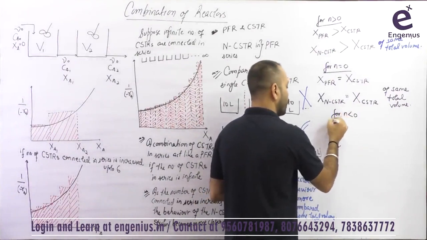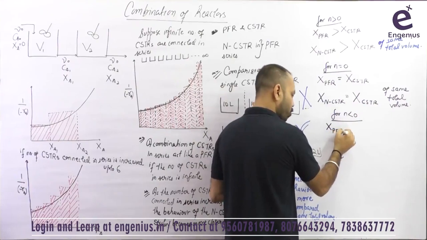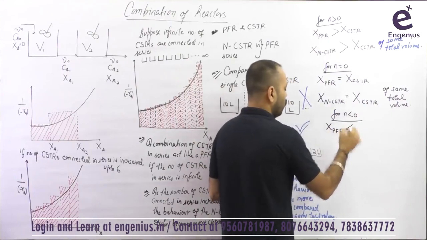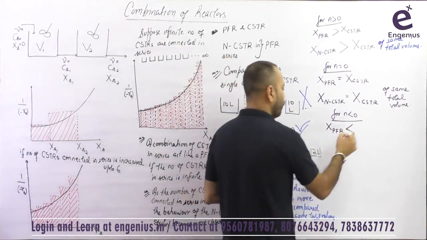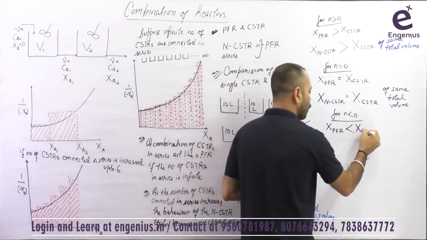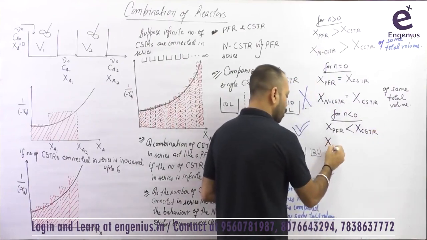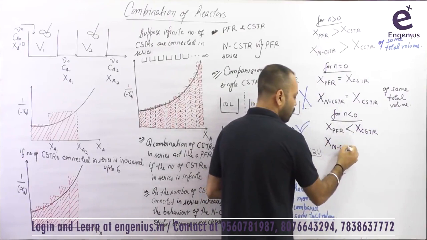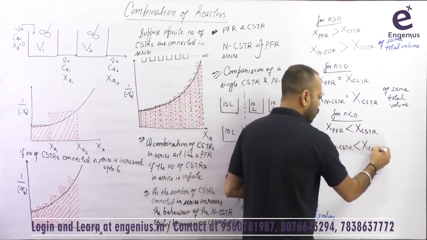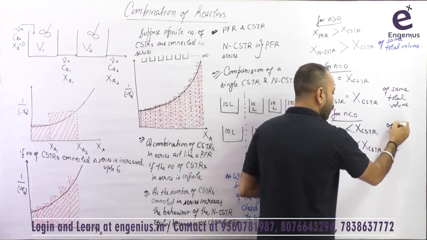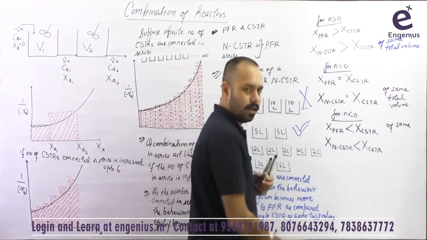For negative order reaction, what we have studied, that conversion obtained in a PFR, I have proved these things by using the Levenspiel plots. Conversion of PFR is less than conversion of CSTR. Therefore, for a negative order, conversion obtained in n CSTR is less than conversion obtained in a single CSTR of same total volume. आपको ये अलग से नहीं याद रखना है. No need to remember these things separately, right?